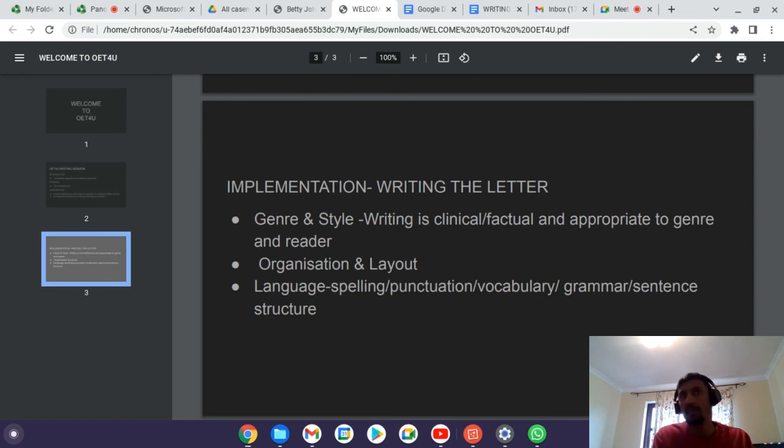So that's the thing. You need assistance from an expert, because you have to write good sentence structure and all. That's why we need to help you with those things, and you have to write a good letter. You got the point, isn't it? So organization is important, the genre and style are important, layout is important, and language is also important.